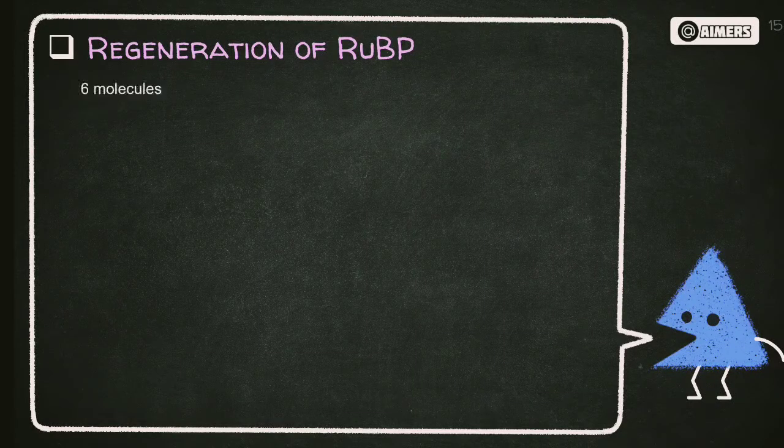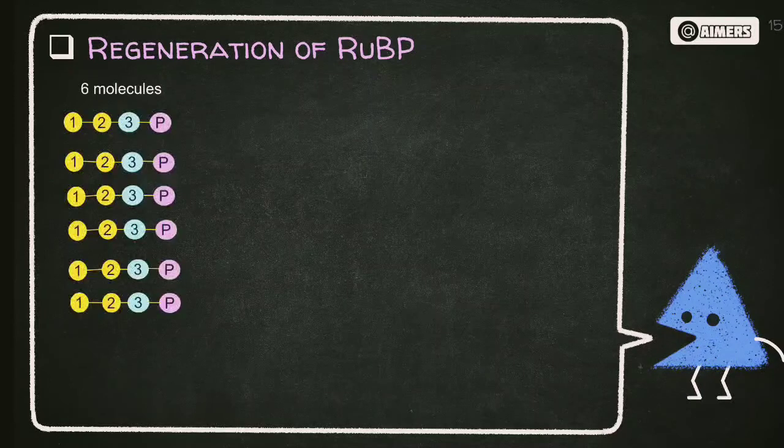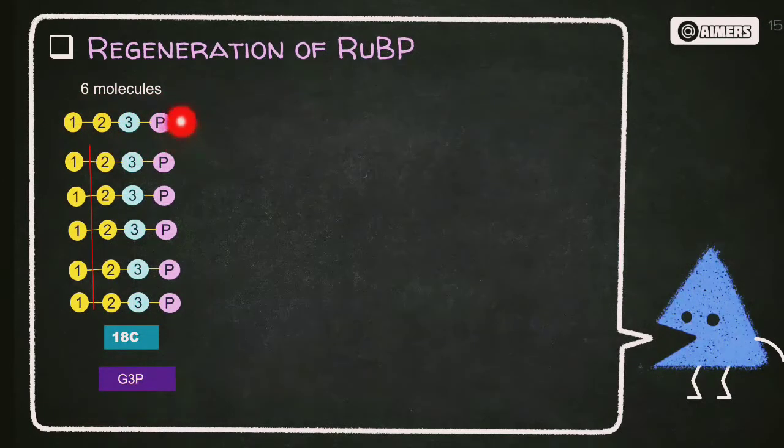Now, how does this regeneration occur? You saw that 6 molecules of G3P were produced in the process of reduction. Now, it contained 18 carbons and it was G3P. Now, what happens? Only one molecule of G3P is used as a net gain or a product of the dark reaction. Only one molecule of G3P is used to make glucose or sucrose or starch or any other carbohydrate. The remaining 5 molecules are reused to regenerate ribulose bisphosphate.